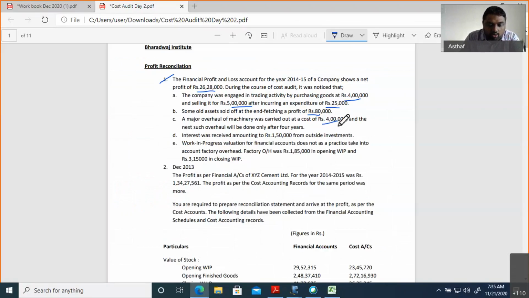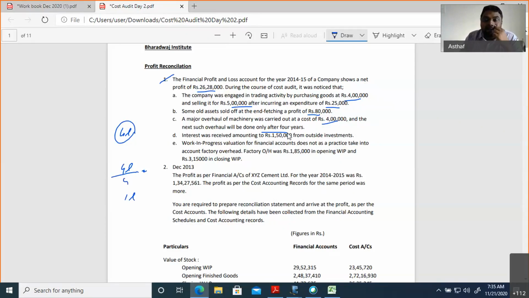And the next such overhaul will only be after 4 years. A very important topic. Overhaul expenses. See, in financial accounts, you will charge the expenses as and when incurred. So that means you will charge 4 lakh. But in costing, no expenses will be charged directly for a year, especially for repair and other expenses. It will be apportioned over the useful life. So 4 lakh divided by 4 years, so 1 lakh will be the annual cost.